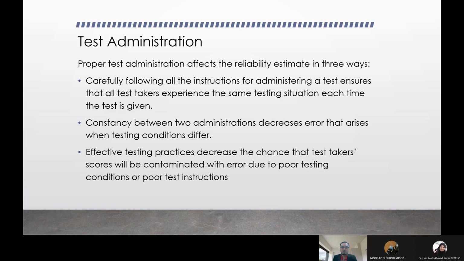Test administration, proper test administration affects the reliability estimate in 3 ways. This one I have discussed just now. So how we want to control the test administration punya environment. So the first one, carefully following all the instructions for administering a test ensures that all test takers experience the same testing situation each time the test is given.